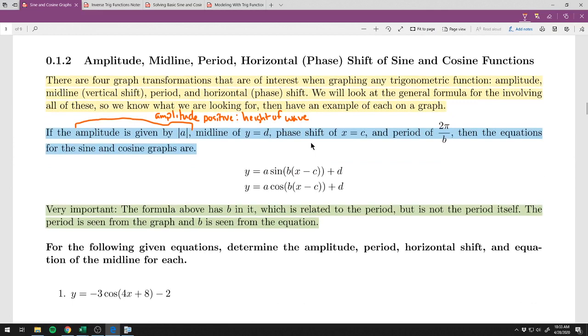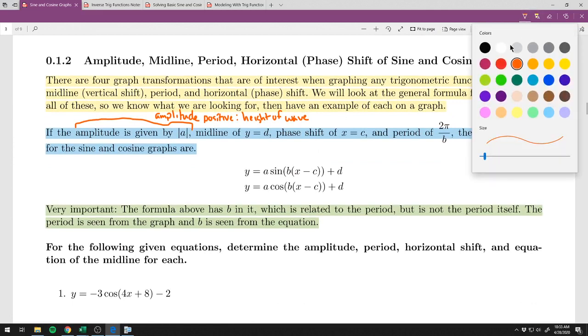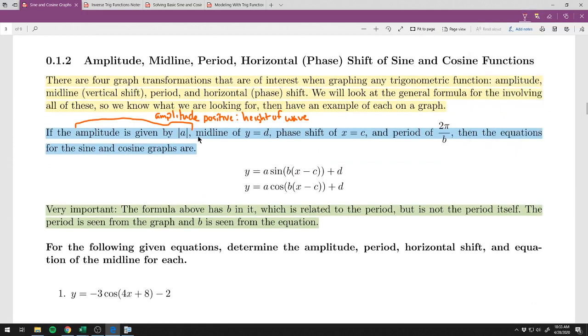The midline. The midline is an invisible line where the middle of the graph is. It's a horizontal line.